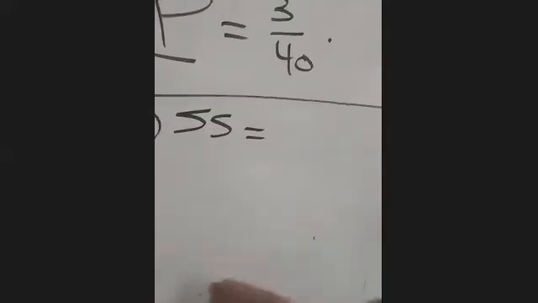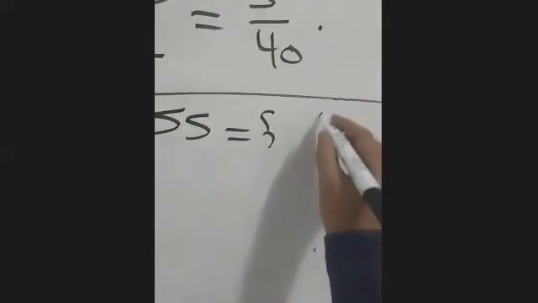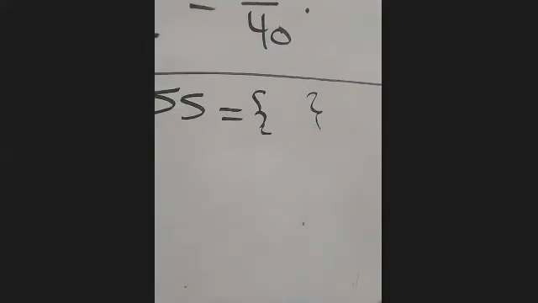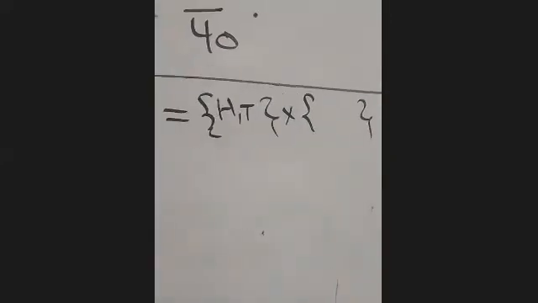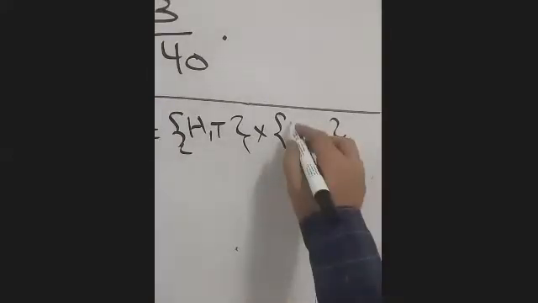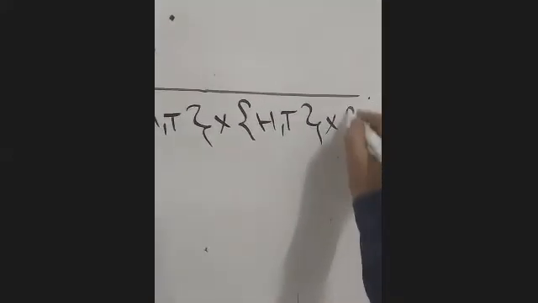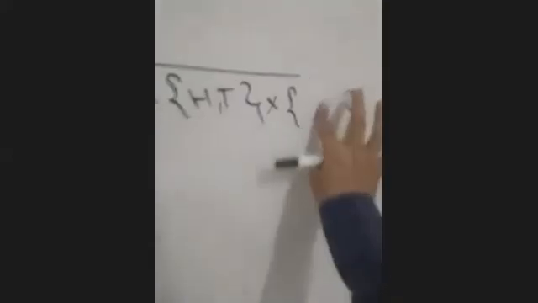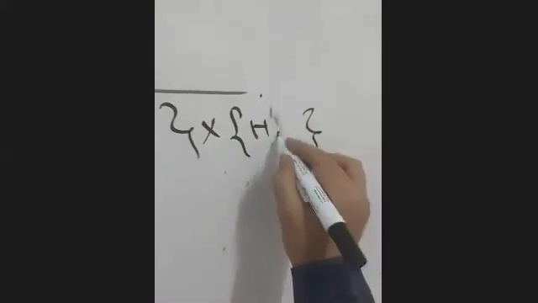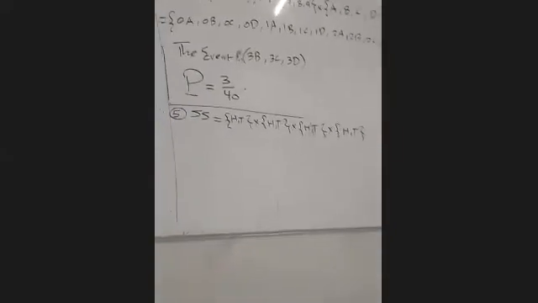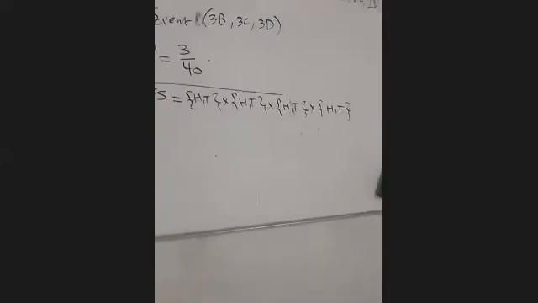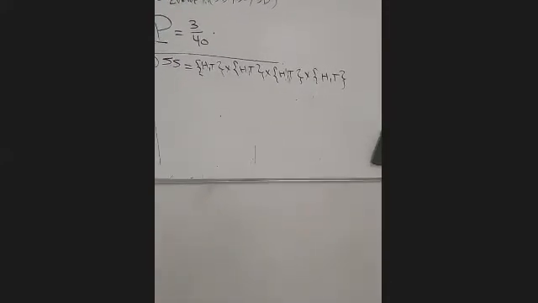Let's toss the first time. What are the possibilities? Head or tail. The second time, what are the possibilities? Also head or tail. The third time, head or tail, right? And the fourth time, head or tail. What is the number of outcomes for the sample space?